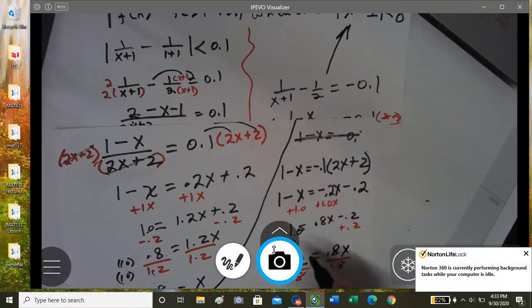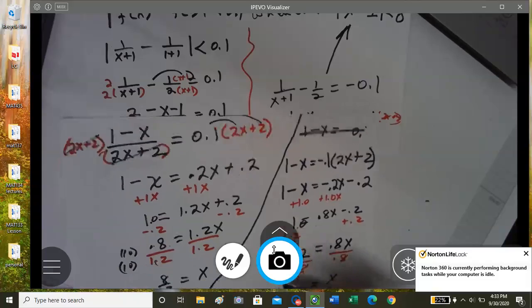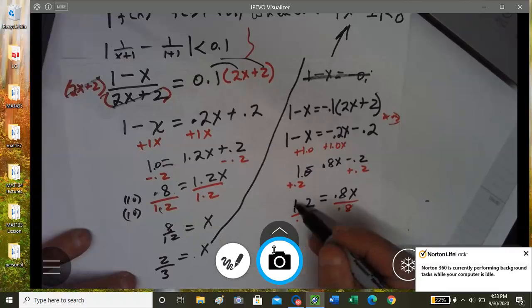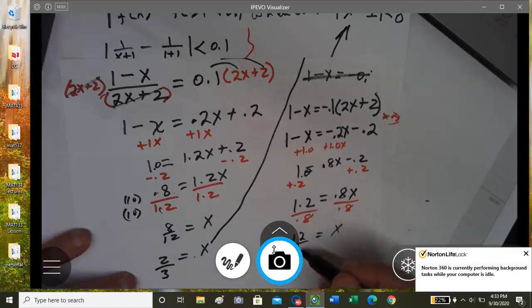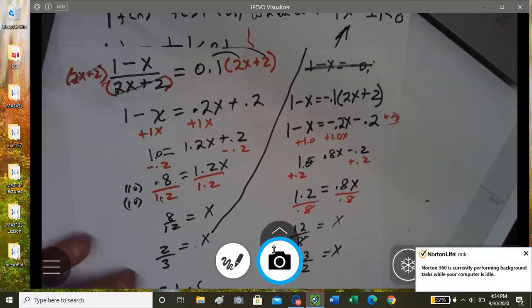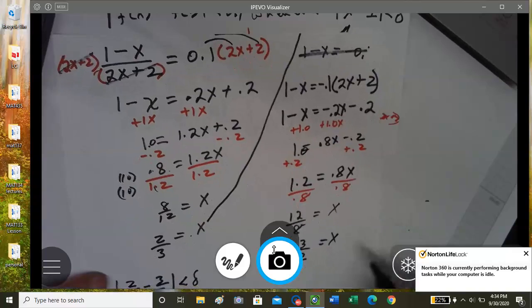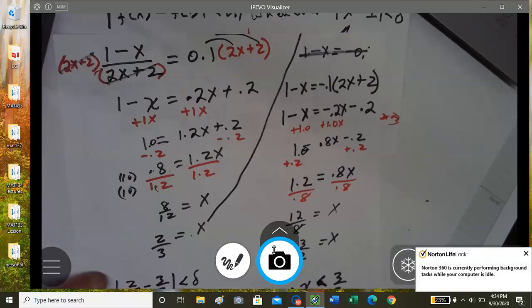And so we divide by 0.8. And again, we're going to do that times 10 to the numerator and denominator. So that moves the decimal point, 12 over 8. So that's going to give us 3/2. 4 goes into 8 2 times, 4 goes into 12 3 times. So that's 3 halves. Okay, so what we have here is x is less than 3/2 but greater than 2/3.